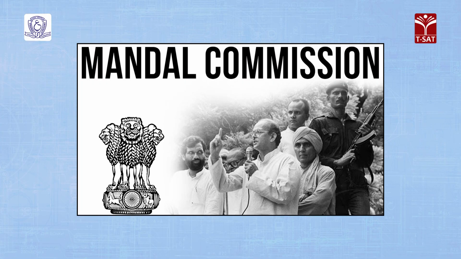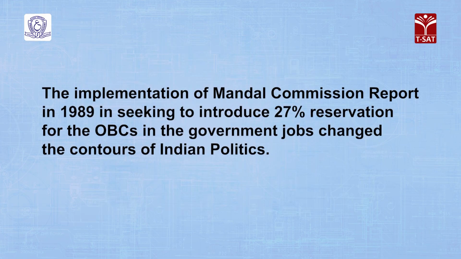It was due to the efforts of this section of the OBC leadership that the Janata Party government appointed the second backward class commission known as the Mandal Commission, named after its chairman B.P. Mandal. The implementation of the Mandal Commission report in 1989, seeking to introduce 27% reservation for the OBCs in government jobs, changed the contours of Indian politics.